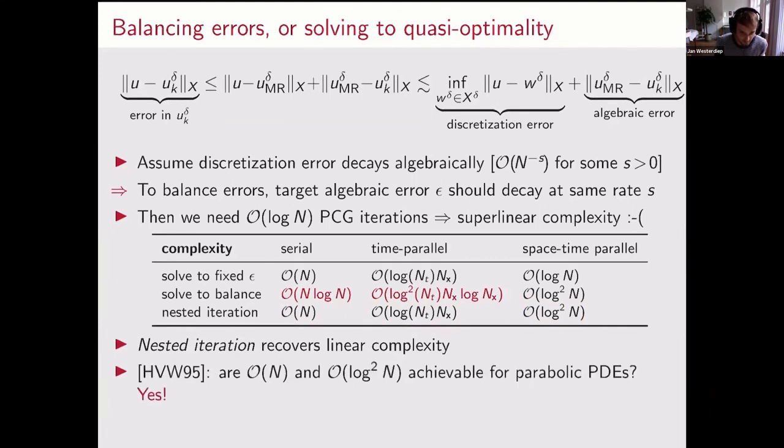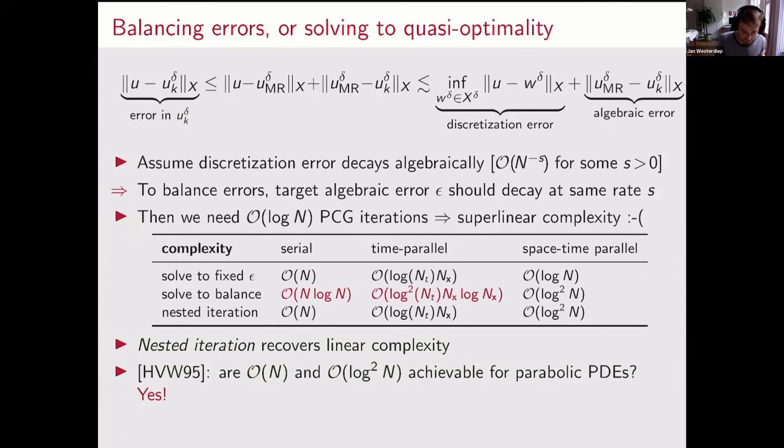So coming back to the original question by Horton, van der Walle, and Worley: is it possible to achieve these complexities for parabolic PDEs as well? Our answer is yes. And we couldn't really find other people in the literature that have shown this earlier, although the community that looks at these kinds of problems is not very large.